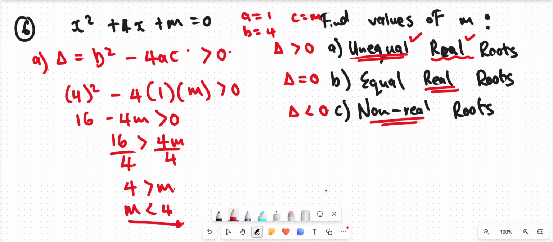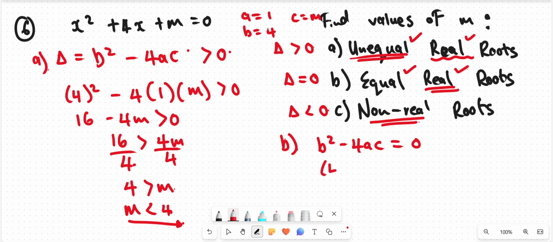So you're going to first need to find what your discriminant needs to look like, and then you take that discriminant and you solve it. So that's question A. Let's do question B. So for question B, I'm going to take the same discriminant, but now I'm making it equal to 0 because I want these roots to be equal and to be real.